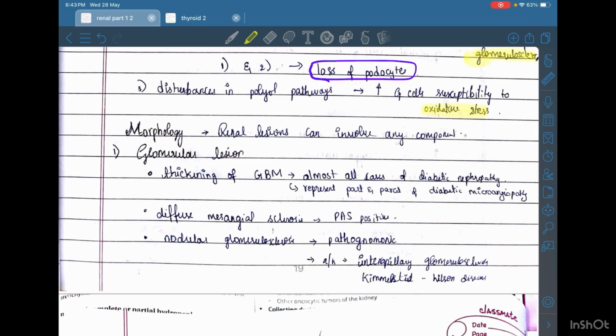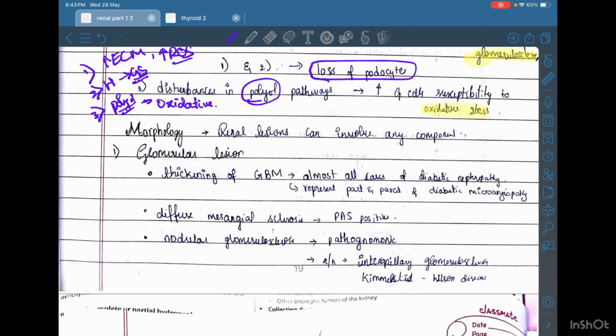So what are the three things? One is glycosylated products, which result in increased ECM and increased reactive oxygen species. Second is hemodynamic changes, which lead to glomerular sclerosis. Third is disturbances in polyol pathways, which result in increased susceptibility to oxidative stress. Okay, then coming to the morphology.